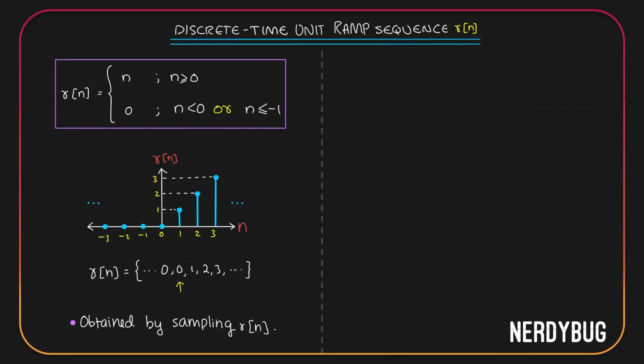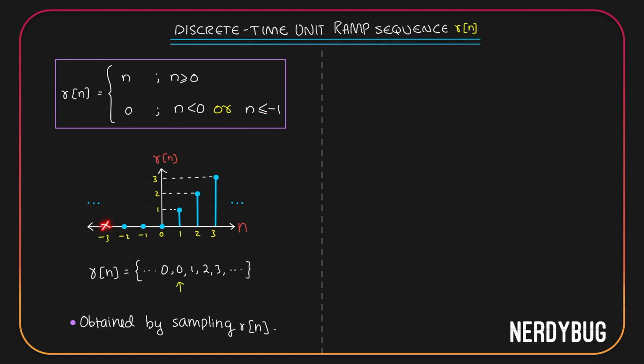Let us now learn the discrete time unit ramp sequence. It is defined as r[n] with square brackets. Mathematically, it is defined like this. r[n] is n when n is greater than or equal to 0, and it is 0 when n is less than 0. But we know in discrete time sequences, there are values only when n is an integer. So the integer right before 0 is minus 1 only. So we can write it this way also. It is 0 when n is less than or equal to minus 1.